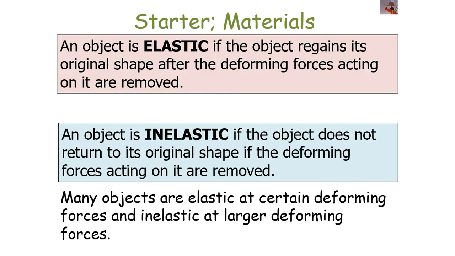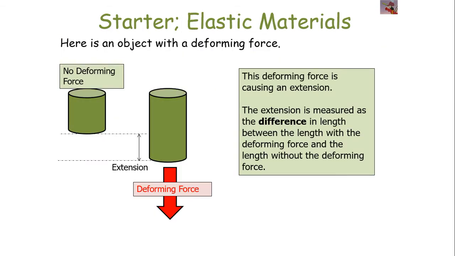So just to clarify, before we move on, an object is elastic if the object regains its original shape after the deforming forces acting on it are removed. An object is inelastic if the object does not return to its original shape if the deforming forces acting on it are removed. Now, many objects are elastic at a certain deforming force, but then inelastic at a larger deforming force. So here, we can measure the effect of the deforming force, whether it be extension, compression, or bending. However, in this particular example, we're only going to consider extension.